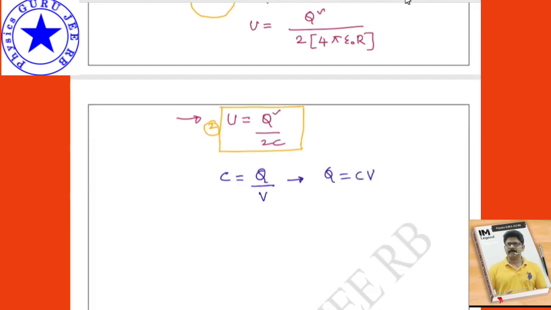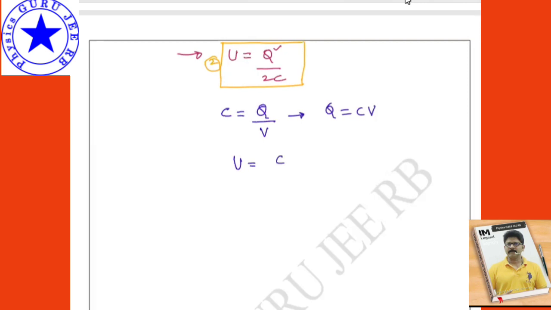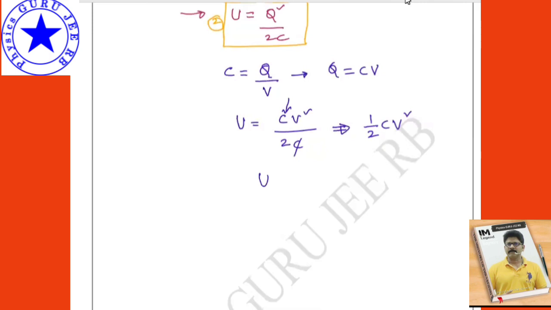If I substitute in the above equation, U is equal to Q square by 2C, instead of Q, I'll be substituting CV. So C square V square divided by 2C. So C will get cancelled. So what I can obtain here is U is equal to half CV square. This is one more equation. You can take this as equation number 3. Hope it is clear, right?